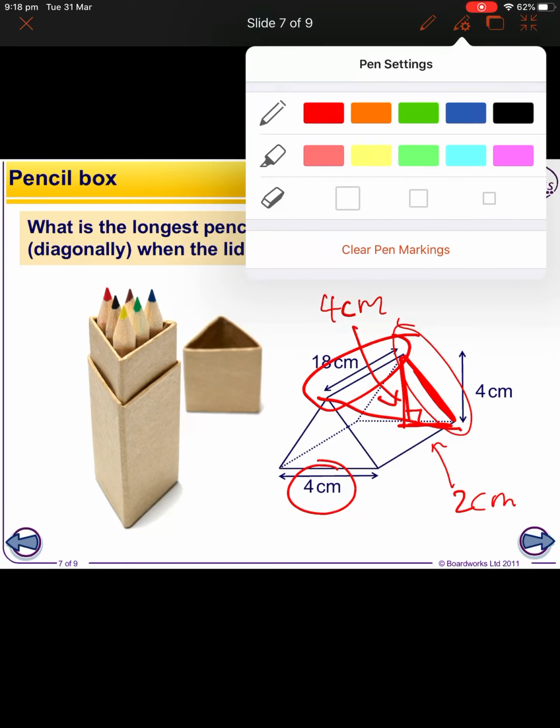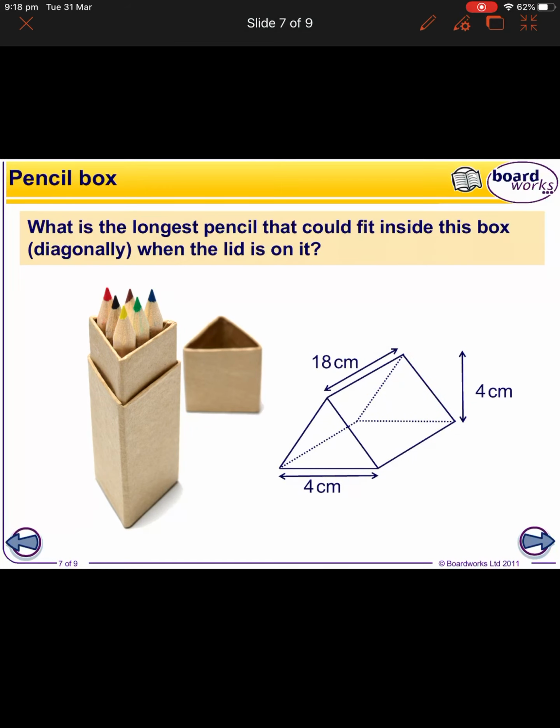out my longest pencil. Hopefully this helps you out with some of the questions.